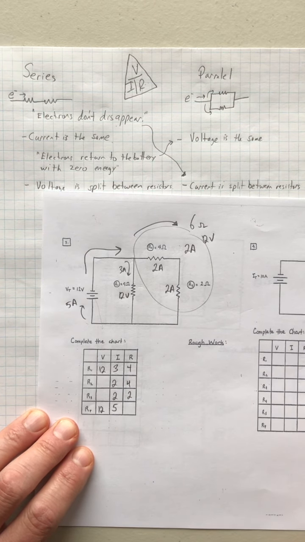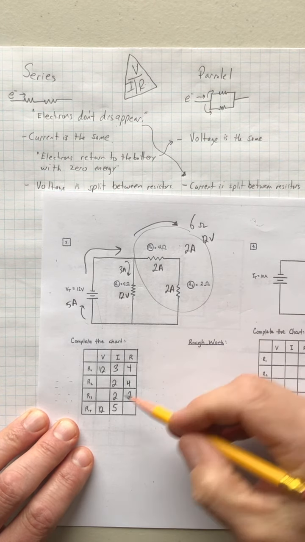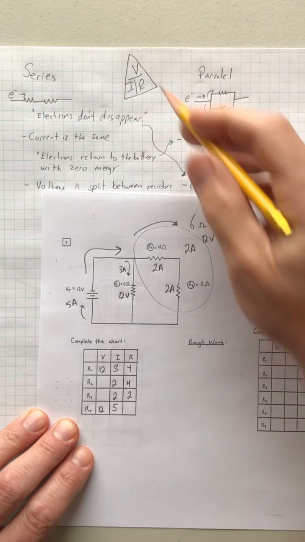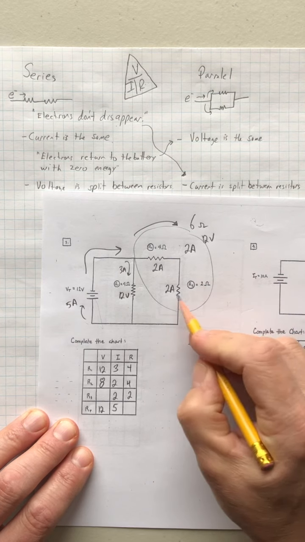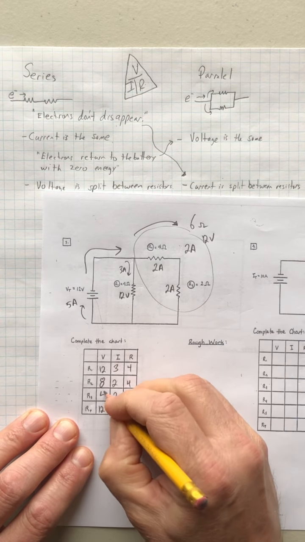Okay, before we try to figure out the voltages by ratios and all that, we have the 2 numbers now. V equals IR. So 2 times 4 is 8. 2 times 2 is 4.